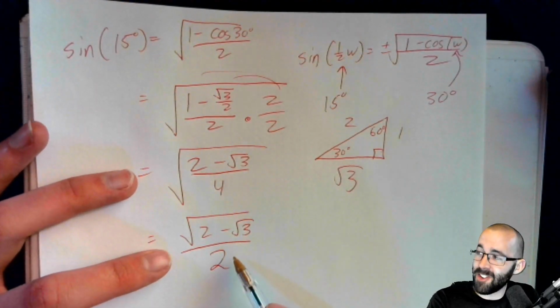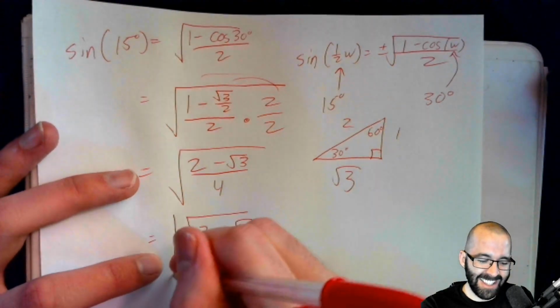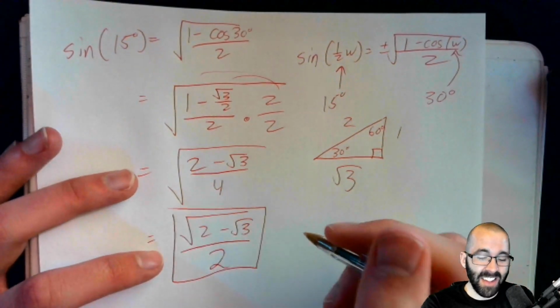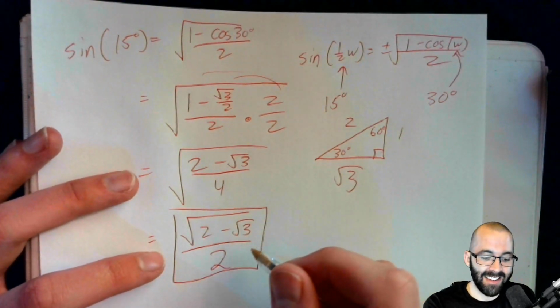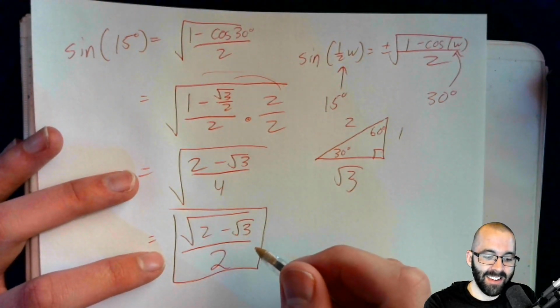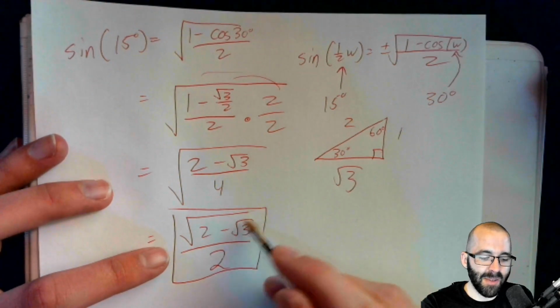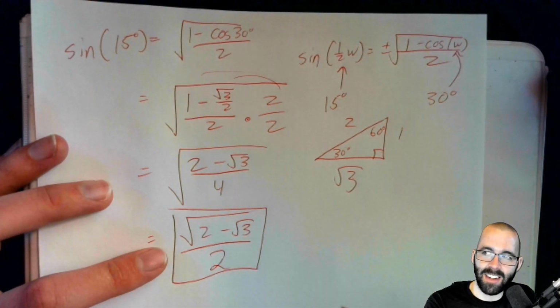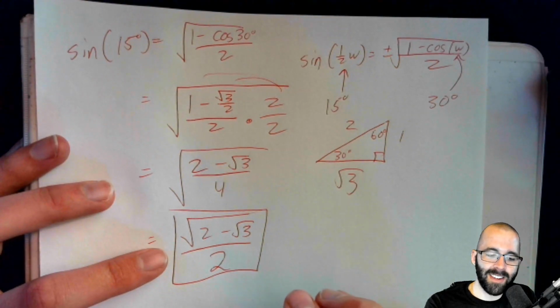So if you want to memorize this on your unit circle, you go ahead. But that's the answer, and that's as simplified as it gets. It does not get any simpler than that. There's no way to cancel these double square roots because of the subtraction sign. Algebra, algebra, algebra. It's important.